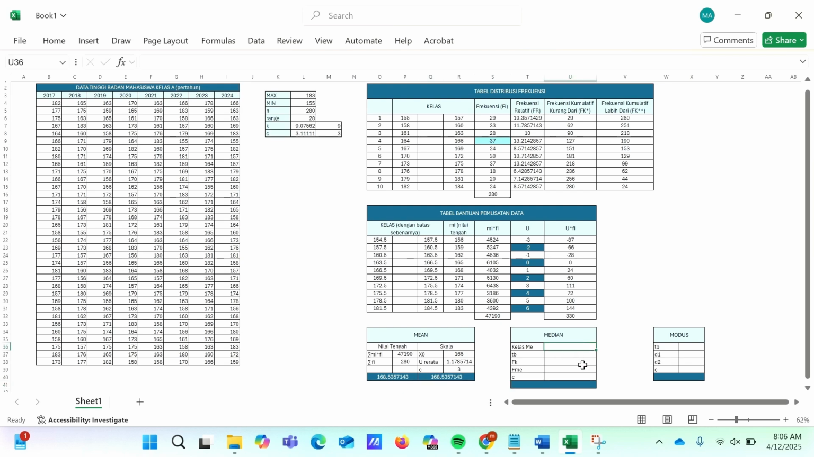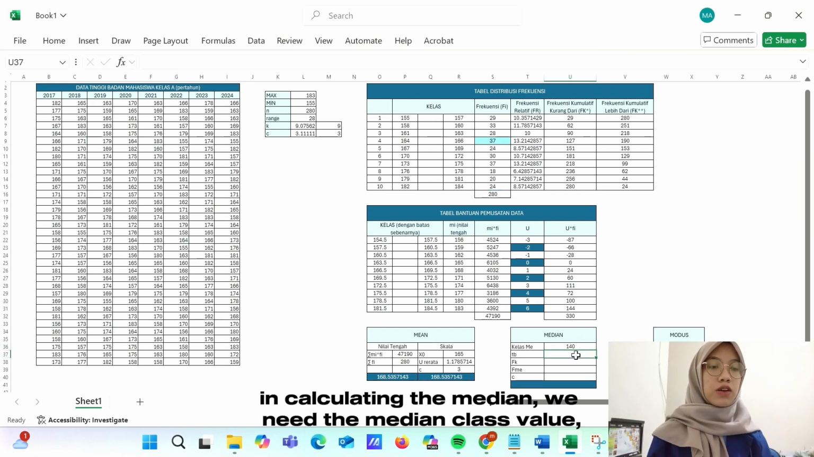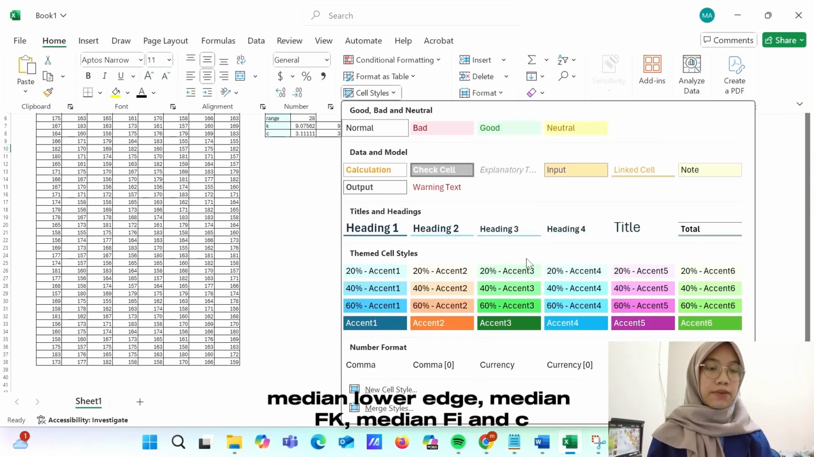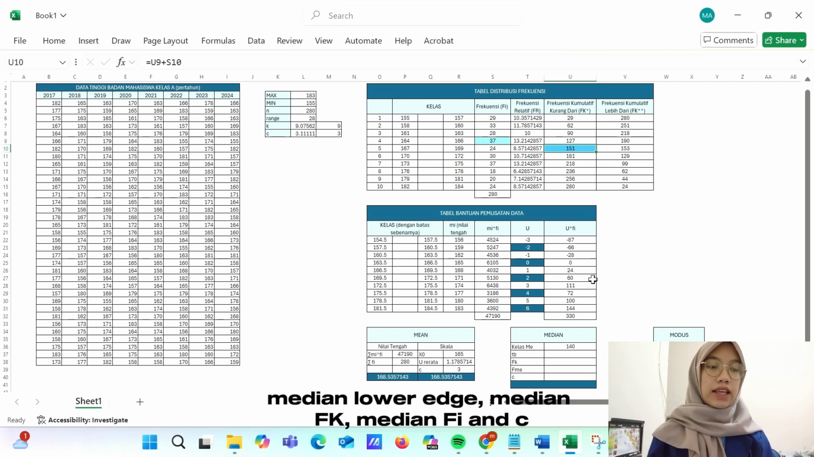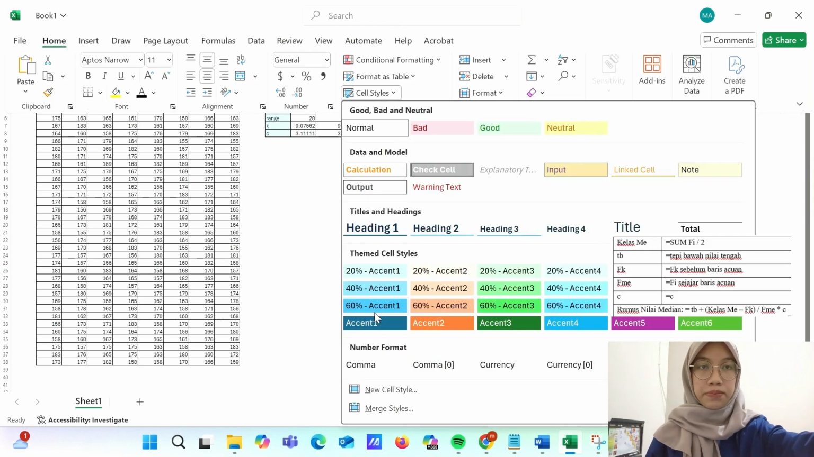In calculating the median, we need the median class value, median lower edge, median F key, median v, and c. Here are the weights and formula for the median.